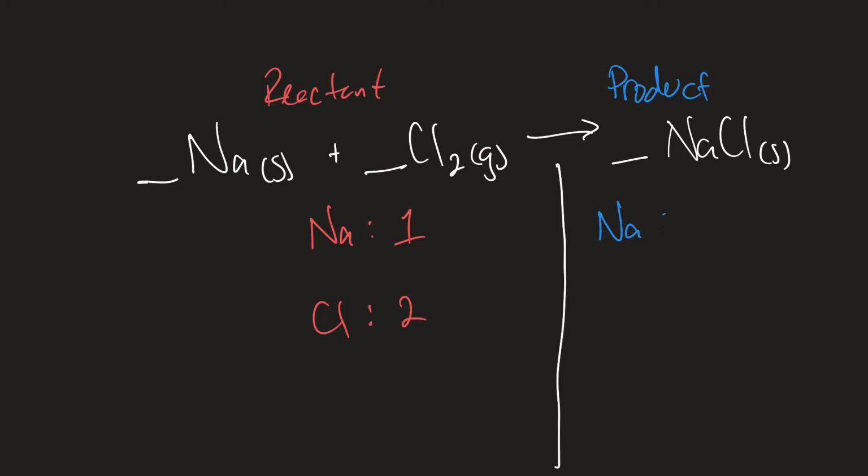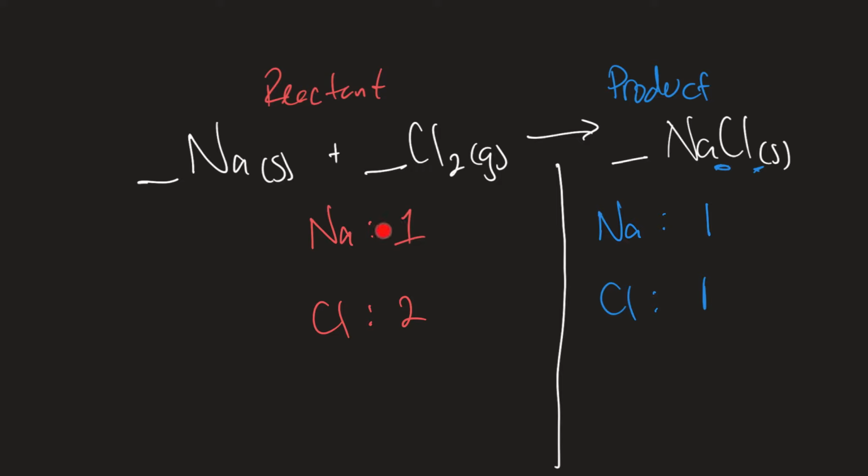So here for sodium, I have 1 sodium, because there's no subscript there, so it's assumed 1. And then for chlorine, I have 1 as well. Now I can see this a little bit more clearly. I have 1 sodium, 2 chlorines, and 1 chlorine right here on the product side. So now what we want to do is to try to get each of these atoms the same number.